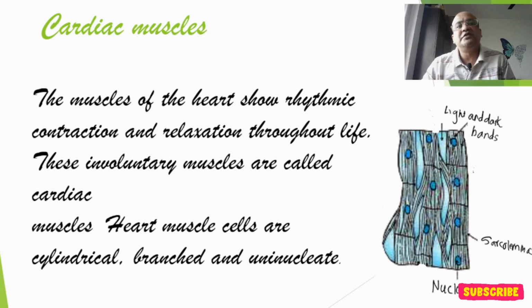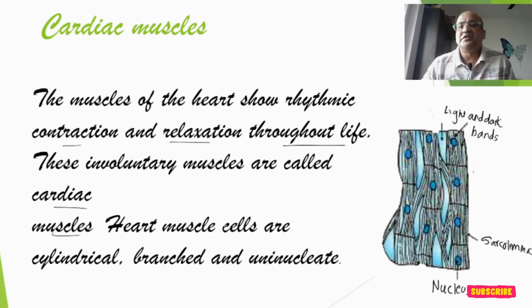Now cardiac muscles, where are these muscles situated? In the heart, right? The muscles of the heart show rhythmic contraction and relaxation throughout life. You know that throughout life they don't take any break. So contraction and relaxation is shown by these muscles, a rhythmic contraction and relaxation. You'll always see a rhythm maintained. So these involuntary muscles are called the cardiac muscles.